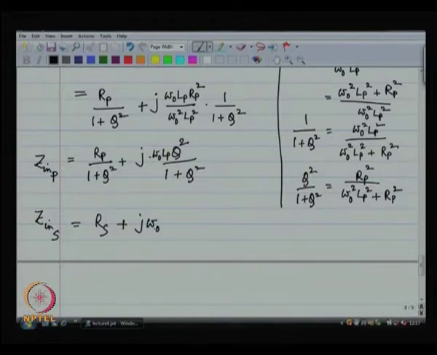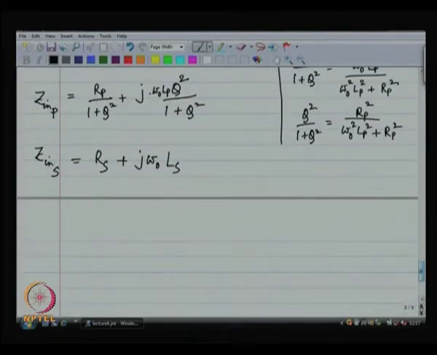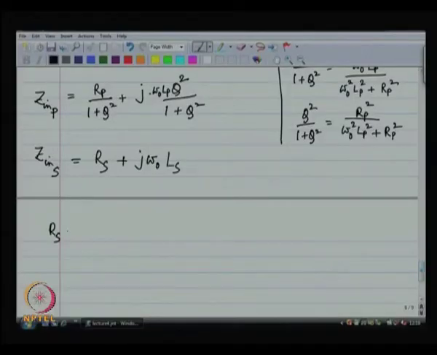At the frequency omega 0, that is my frequency of interest. This is the Z in of the series network, and these two input impedances have to be equal to each other. That is when I can transform the series network to the parallel network and vice versa. Therefore, R s has to be equal to R p by 1 plus q squared, the real part has to be equal to the real part, and L s has to be equal to L p times q squared by 1 plus q squared.